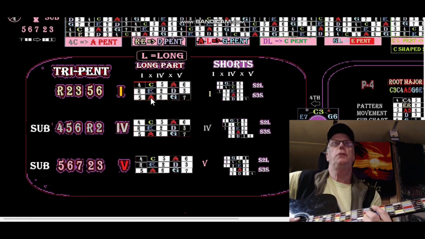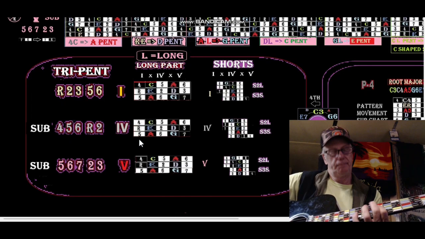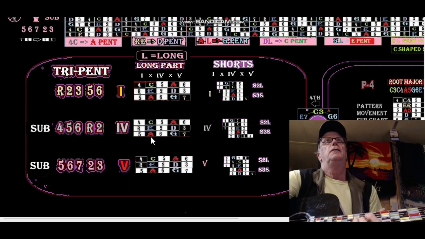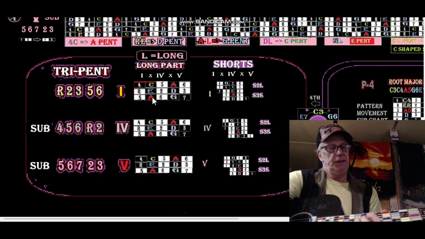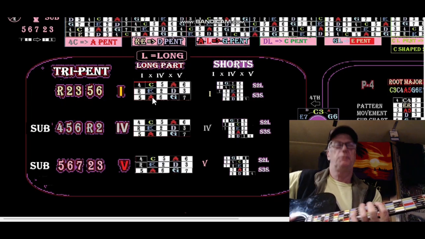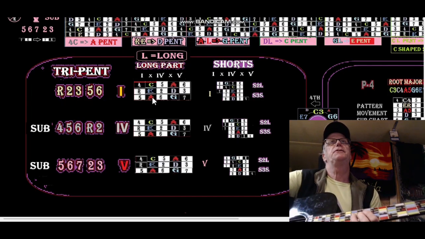Then we're going to go to the 4th of A, which is D shape, for this down here. 5, 6, root, 2, 4, 5, 6, or 4, 5, 6, root, 2. And then for the 5th of the A shape, it's the E shape. Then we're going to go 5, 6, 7, 2, 3.